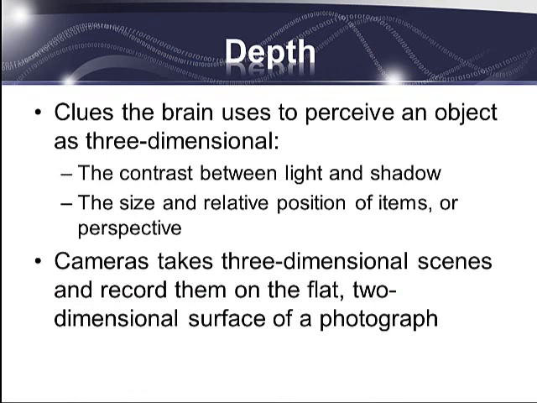Clues the brain uses to perceive an object as three-dimensional include the contrast between light and shadow, the size and relative position of items or perspectives. Cameras take three-dimensional scenes and record them on the flat, two-dimensional surface of a photograph. There's no third dimension of actual depth in a photograph. The brain uses the same visual clues in a photograph to perceive the illusion of depth.